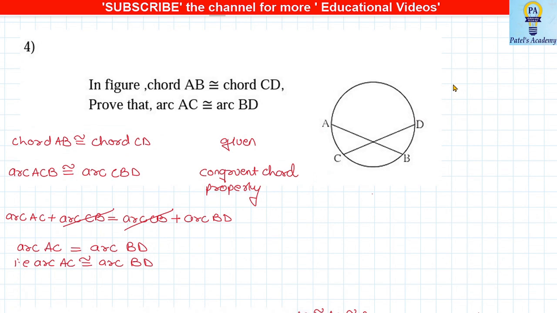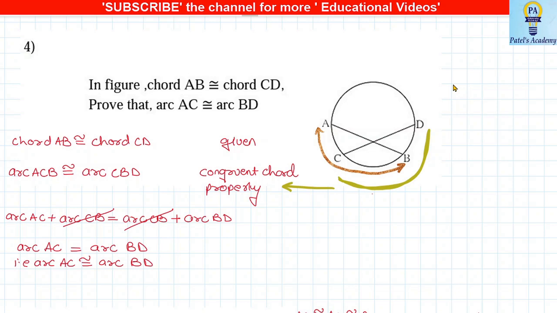Easy sum. They have given that chord AB is equal to chord CD. Have a look at the figure. Chord AB. So if chord AB and chord CD are equal, can I say that arc AB, which I am showing with a golden brown color, arc ACB is equal to arc DBC. These two arcs are equal. That is what I have written in the second step here.